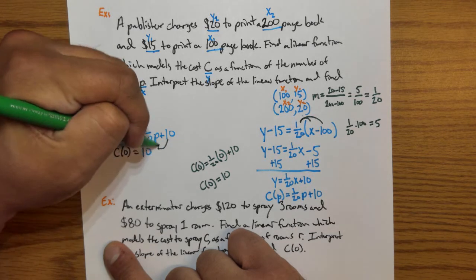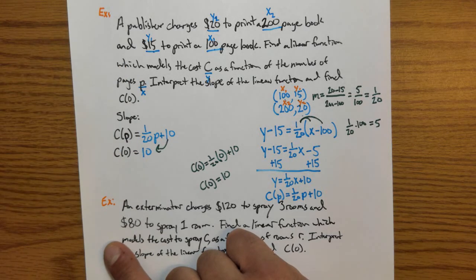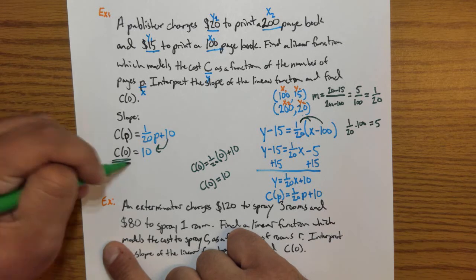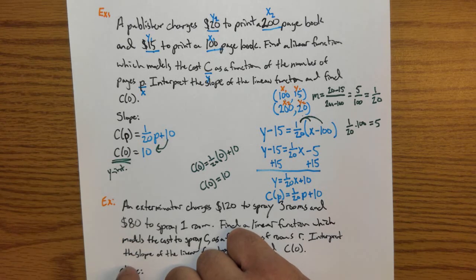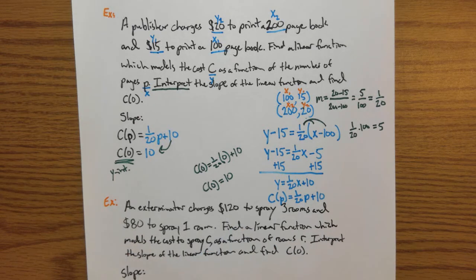Just always going to be our y-intercept, because C of 0 really is the y-intercept. It's just a different way of writing it. Now, the slope, it says to interpret the slope. So, interpret means to use your words, basically.